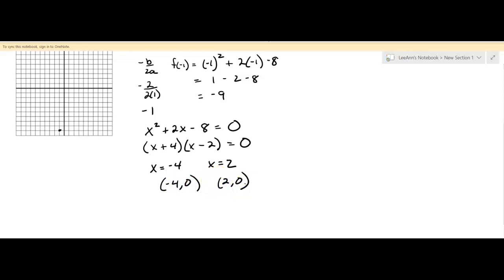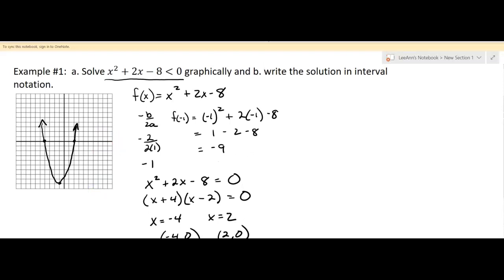Okay, so let's graph those. Negative 4, 1, 2, 3, 4, and then 2. And that should be symmetric. It doesn't have to be a great graph. You could find more points, but it's going to be some kind of parabola like that.